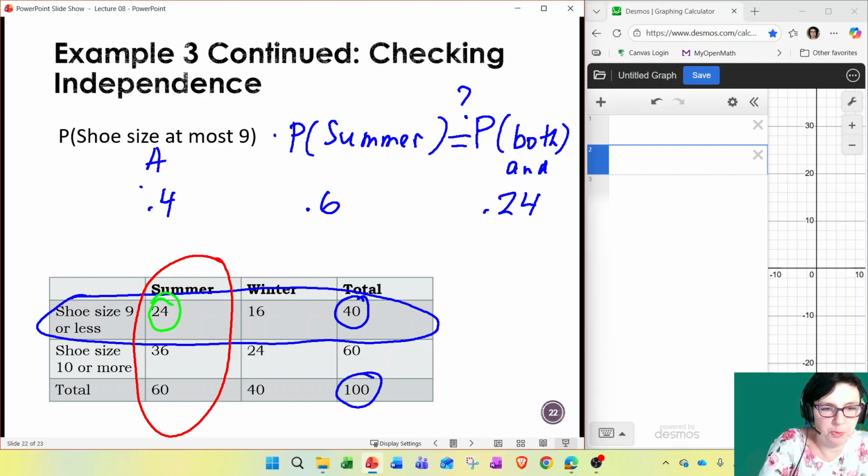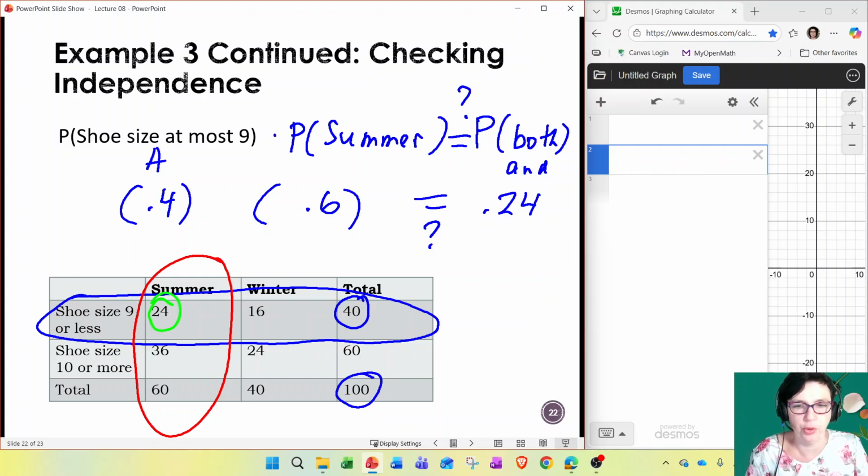Now, is 0.4 multiplied by 0.6 equal to 0.24? Yes or no? Well, we can multiply them. You should maybe know that 4 times 6 is 24. So 0.4 times 0.6 is going to be 0.24. Check. So that means that these two events are going to be independent.